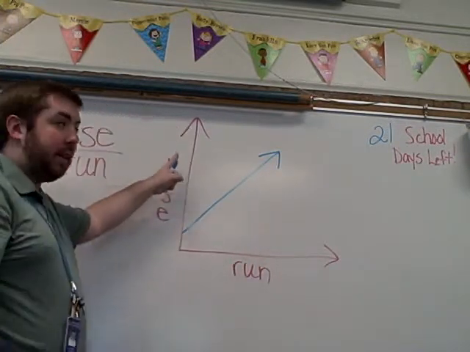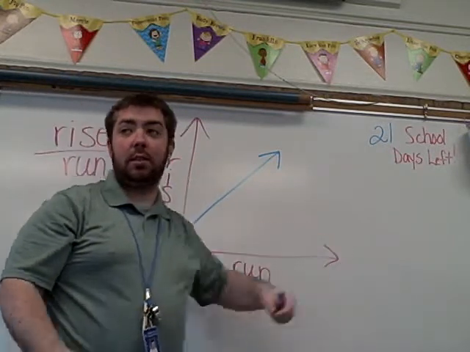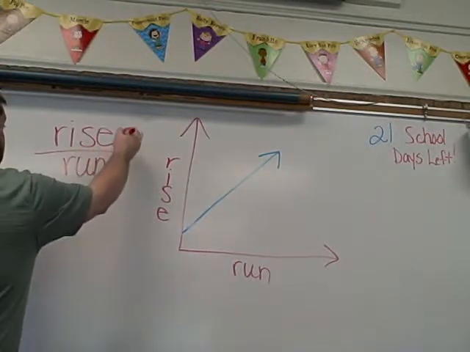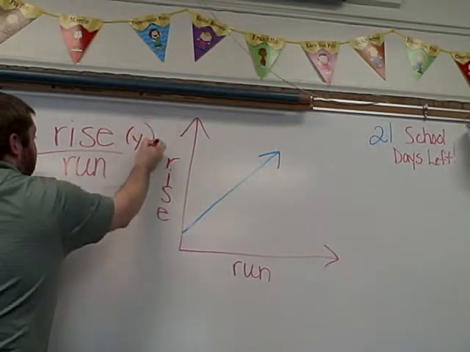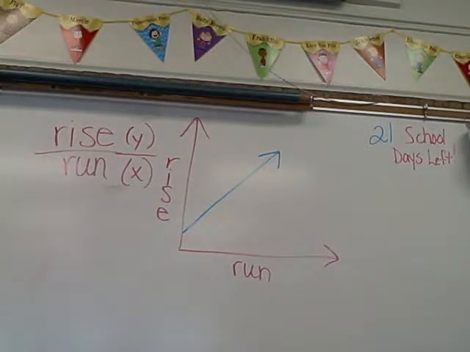See how it's rising? And then if you did it this way, it's kind of like you're running. Okay. So it's y over x. Y over x. So that's the traditional math way to say it. It's rise over run.